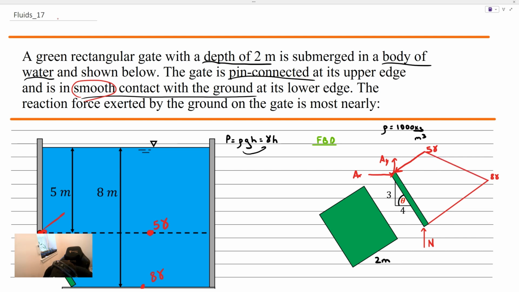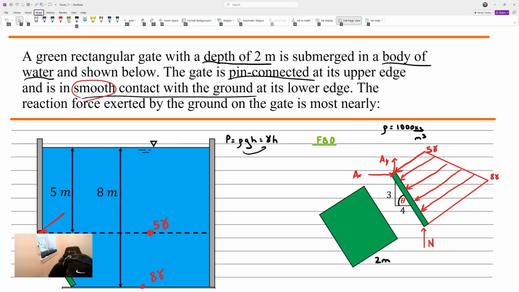Pressure is a compressive force, so it's pointing inward into that gate. And really, it produces a distributed load. The important first principle is that once we have this free body diagram, we realize that the pressure is acting perpendicular to that surface in a compressive format, and that bottom portion is just a normal force. It's smooth contact, so there's no friction force. What we can do is take that pressure and use it to produce a force.